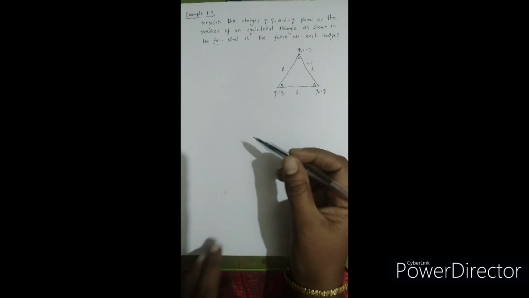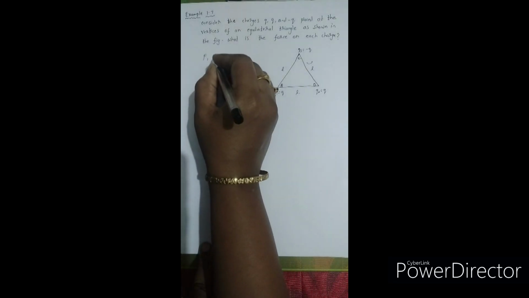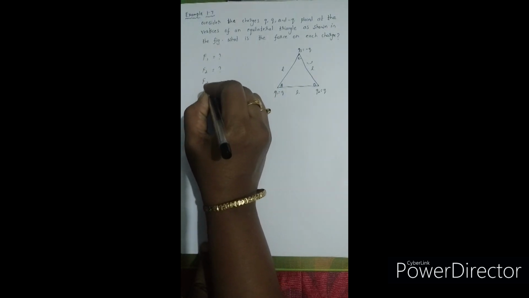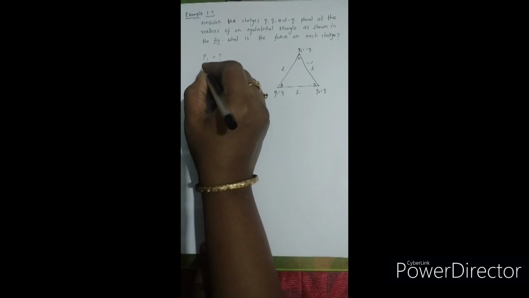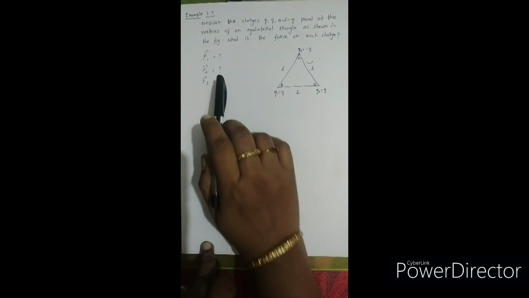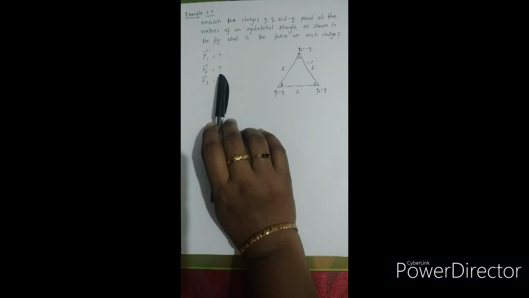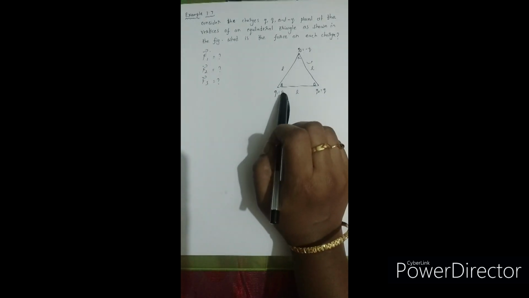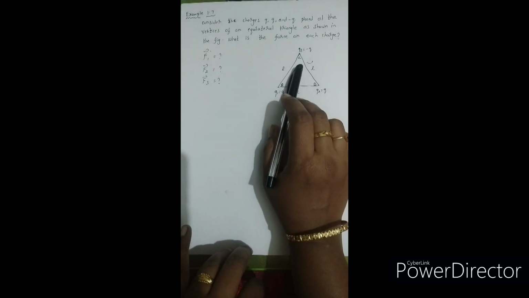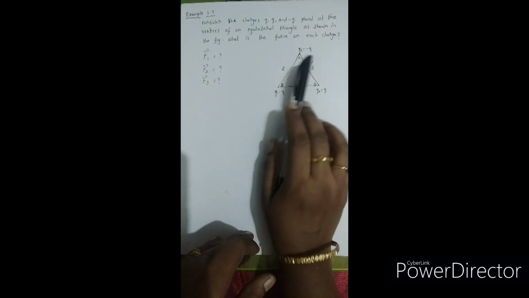Okay, so what have they asked you to find? They have asked you to find the force on Q1, force on Q2 and force on Q3. Okay, so let's find one by one. See, this problem, even though they have asked you to find 3, it's not so big. Because see, the magnitude of all the 3 charges are same, so this makes the problem simple for us. Okay, right? So first of all, let's find out the direction of the 3 forces.